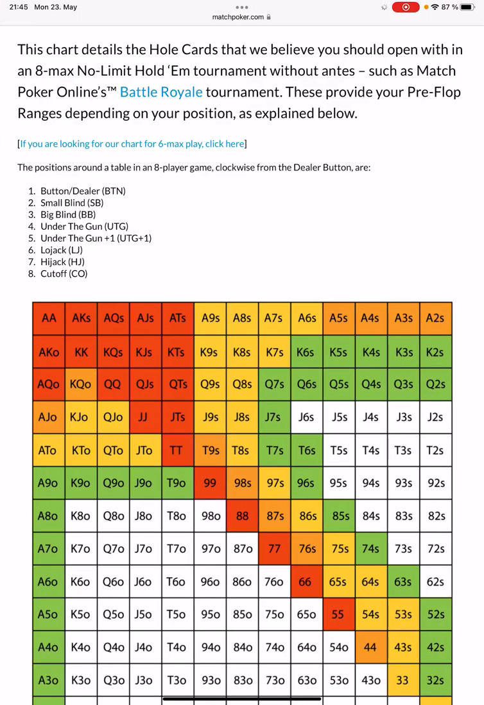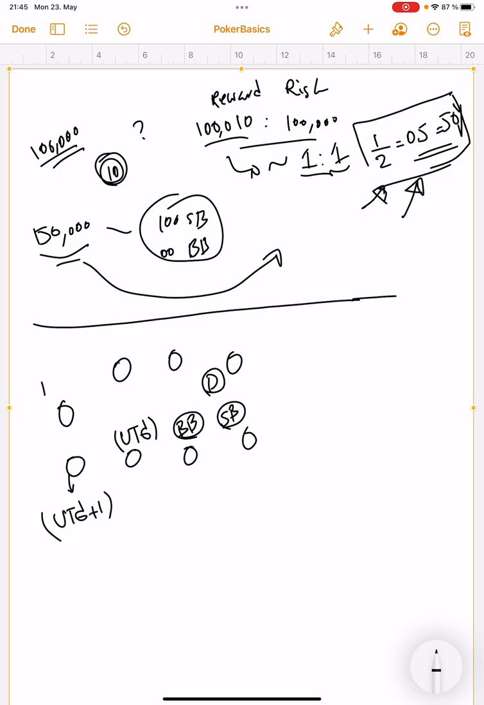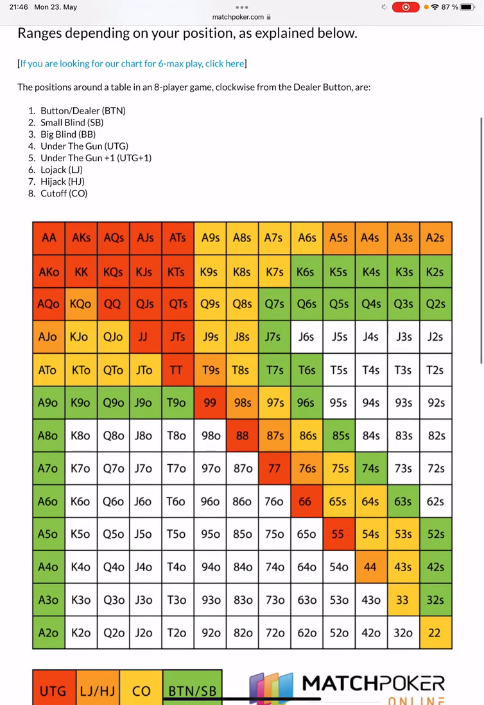And then we have low jack, hijack, and cutoff. So this is low jack, this is hijack, this is cutoff, and this is the button or the dealer, right? So these are the positions in an 8-player game. So low jack, hijack, and cutoff. And now these are the list.